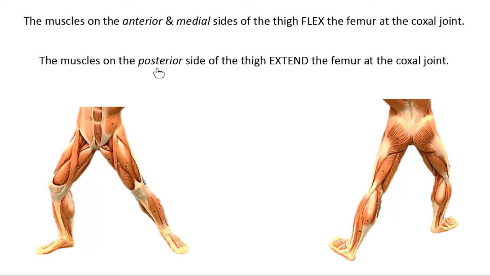The muscles that live on the posterior side of the thigh are going to extend the femur at the coxal joint. You could go through and memorize the list of muscles underneath each of these rules and what they do. Or if we just know the general rule and we know the location of our muscles, we don't have to memorize a muscle name and its action. So here, let's do this together.